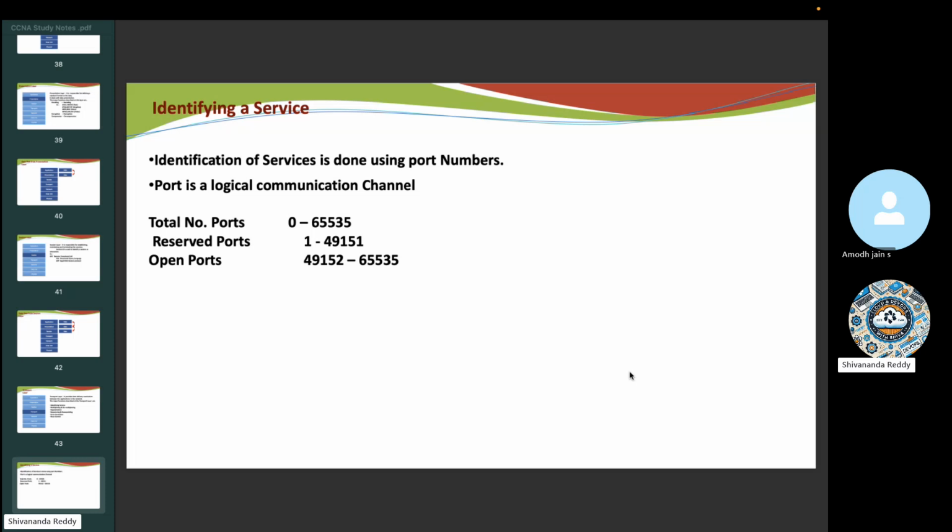Then identifying a service. Identification of a service is done using port numbers. A port is a logical communication channel. Remember, a port is a logical grouping of numbers. Total port numbers, how many are there? 0 to 65,535. Reserved ports are 1 to 49,151. Remember, reserved ports are 1 to 49,151. Then open ports are 49,152 to 65,535. These are the standard port ranges available in the transport layer.